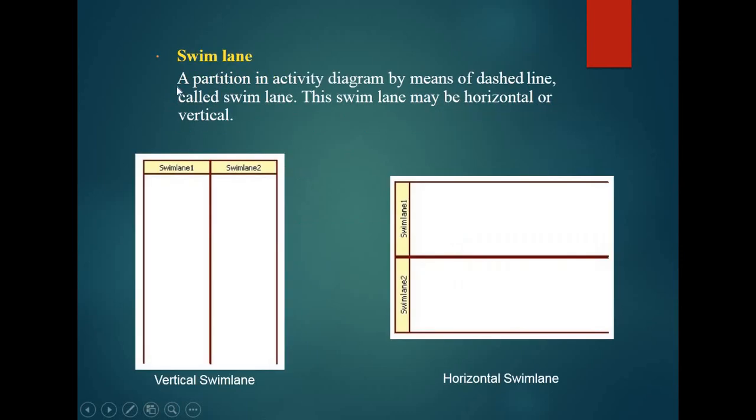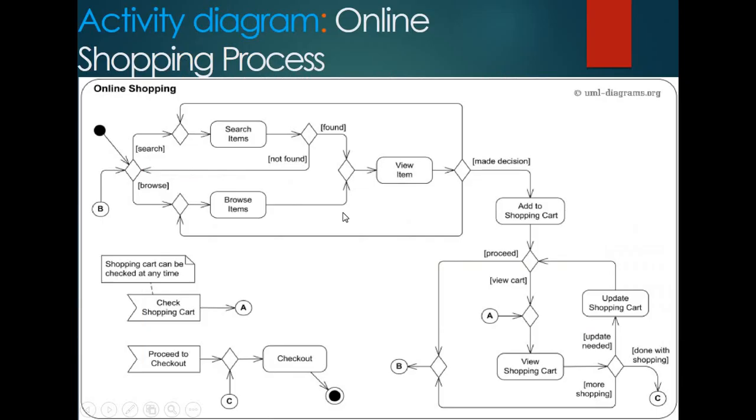Now, swim lane. Many times in exams they ask to create a swim lane diagram. So a swim lane diagram is also an activity diagram, but the activity is divided with dotted lines. So this is our activity diagram, and we will divide it into two swim lanes with these dotted lines, and it can be vertical and also horizontal.